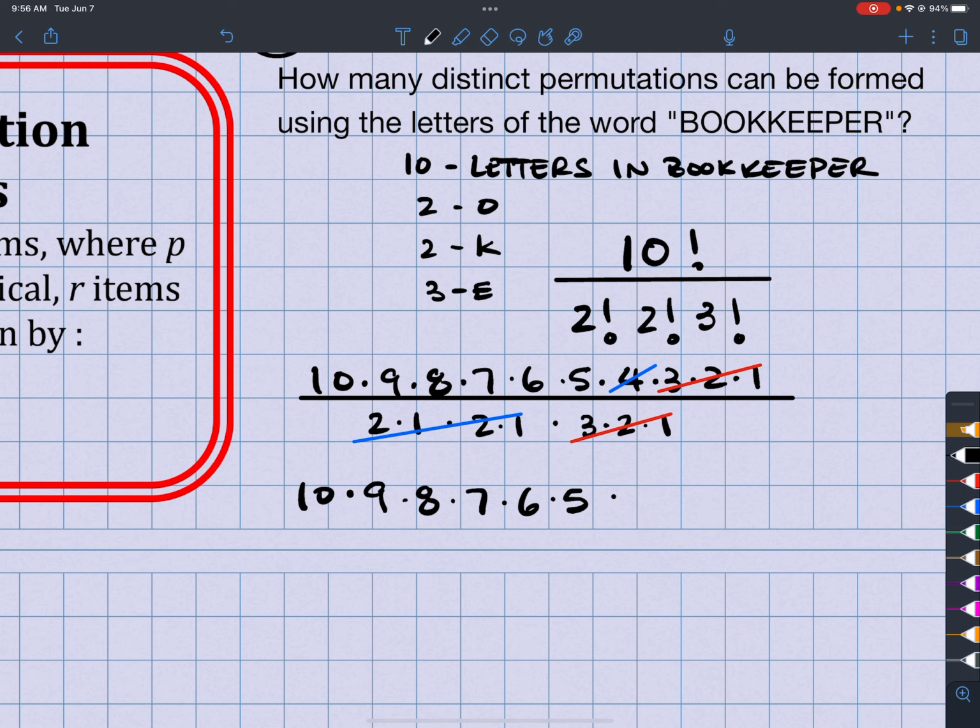and times 5. Question is, what is that equal to? So let's take a look. Times 8 times 7 times 6 and times 5, and we get 151,200. Okay, and there we go.